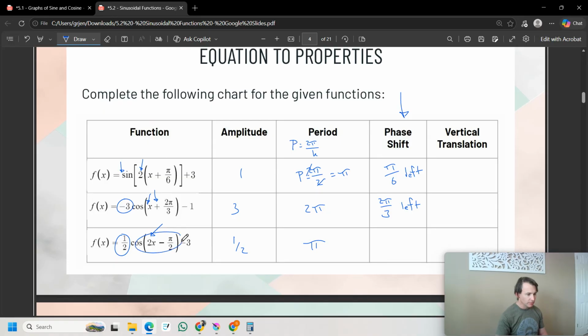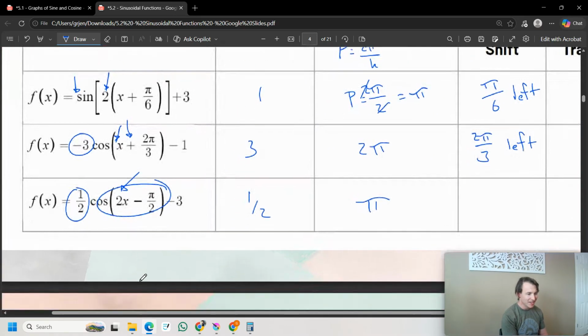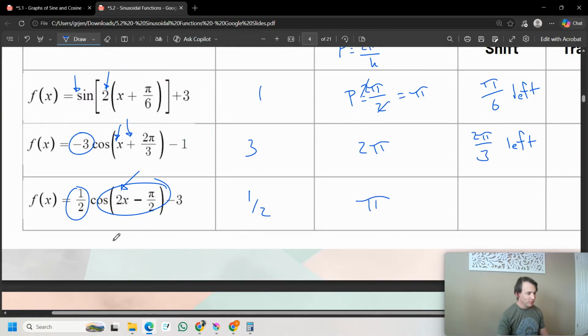Now how about this one? Be very careful. There's the trick in this slide. Here, we need to have this factored. 2 times x minus pi by 4 is the same thing as that, but this shows me clearly my k and my d. So here I go pi by 4, not pi by 2, to the right. We have to have that k value factored out of this, otherwise it messes things up and we can't see things as clearly.